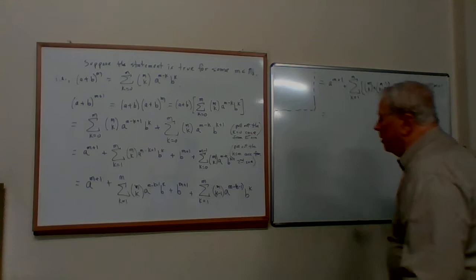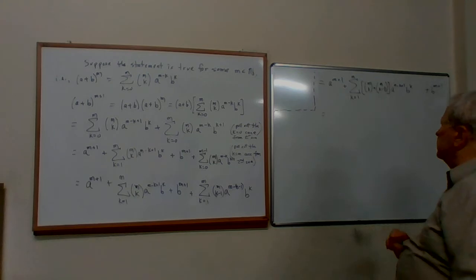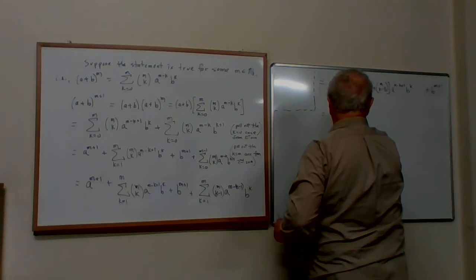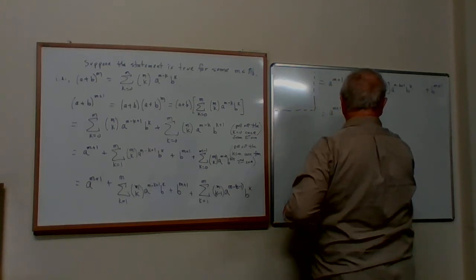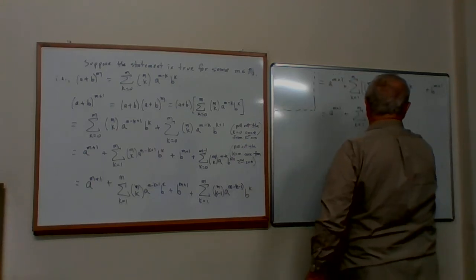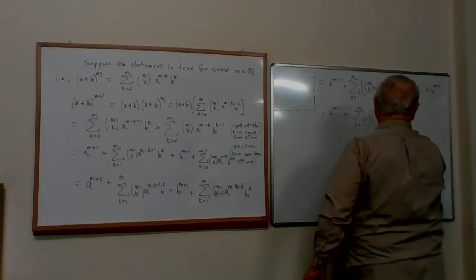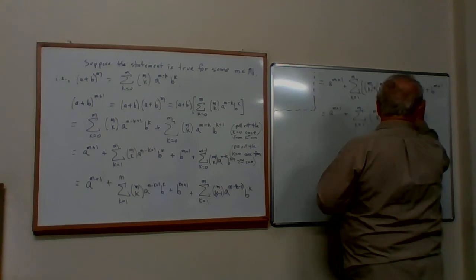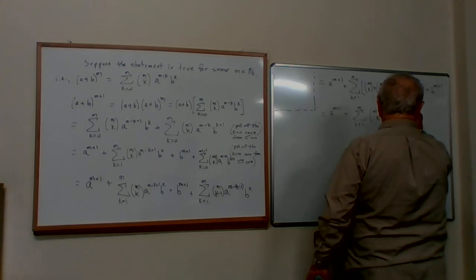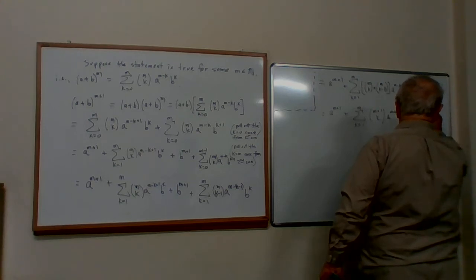But now, by Pascal's triangle lemma, I know what the sum of those coefficients is. So this is equal to a to the m plus 1 plus the sum from k equals 1 to m of m plus 1 choose k, a to the m, and I'm going to move this back around so it's m plus 1 minus k. This is still b to the k. And oh yeah, our old friend b to the m plus 1.